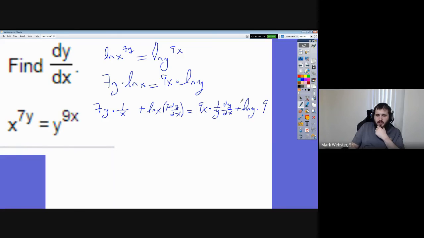And then again, just like y'all did so amazingly on that implicit differentiation quiz, bring the dy/dx's to one side, bring the other stuff to the other side. So I'm going to make it look like this: 7y over x minus 9 natural log of y equals 9x over y minus 7 ln of x, all times dy/dx, then divide that sucker over.